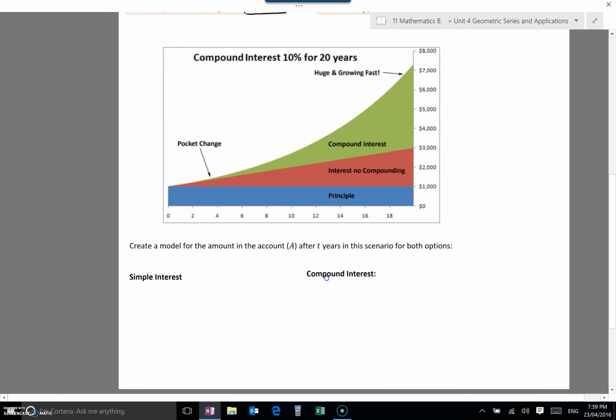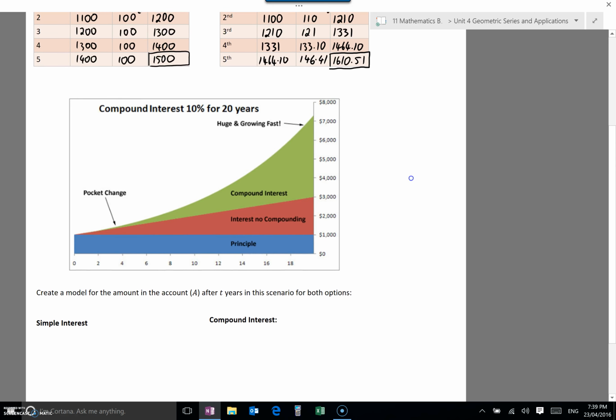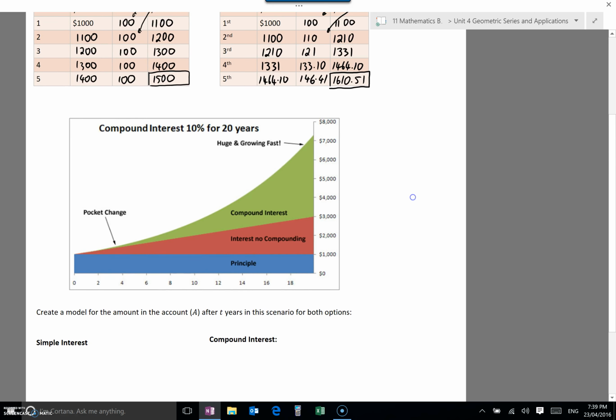We should be able to create models. So linking it back to the previous lesson, should be able to create models for both simple interest and compound interest. So in simple interest, what happened was we started at 1,000 and we increased by 100 each period.